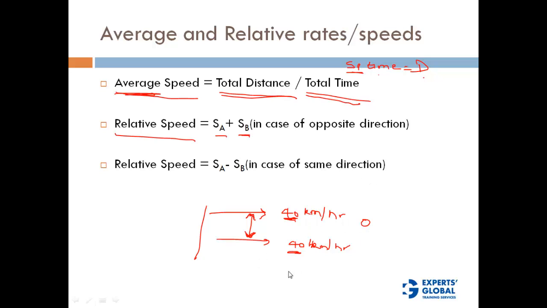Let's say for example your friend is traveling 50 kilometers per hour. He's traveling faster than you. So with respect to your car, his speed is going to be 50 minus 40, that is 10 kilometers per hour.